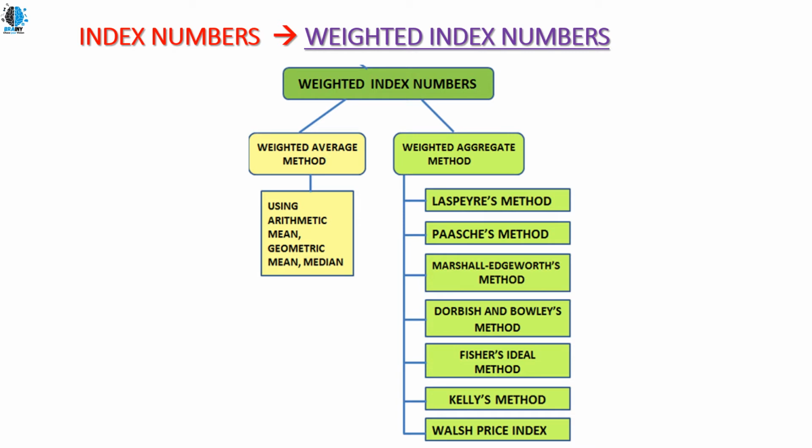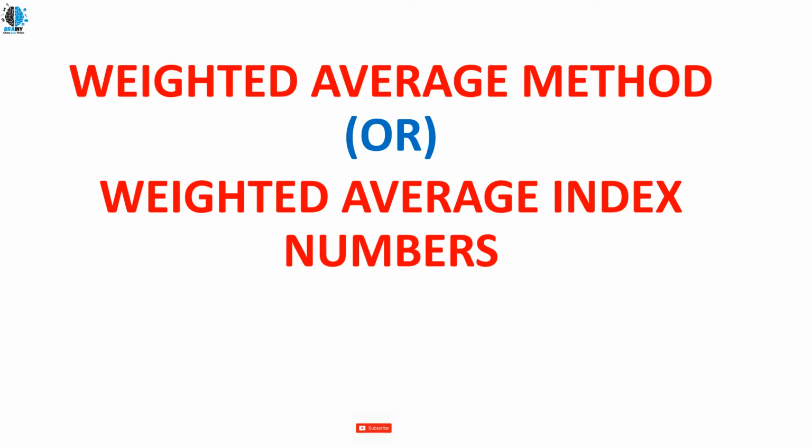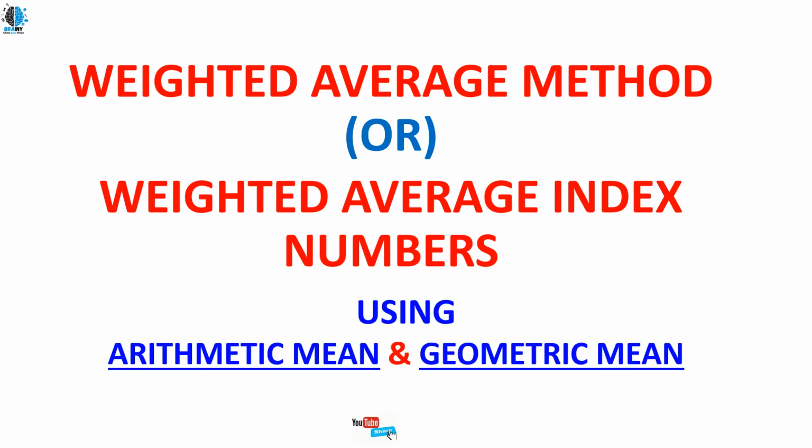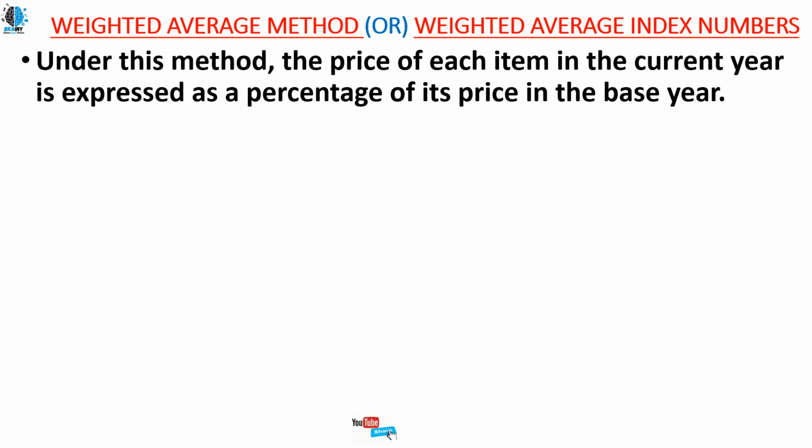So weighted index number is of two types: weighted average method and weighted aggregate method. In today's session of class, you will be learning the weighted average method using arithmetic mean or geometric mean. Weighted average method or weighted average index number. We are going to find this with the help of arithmetic mean or geometric mean.